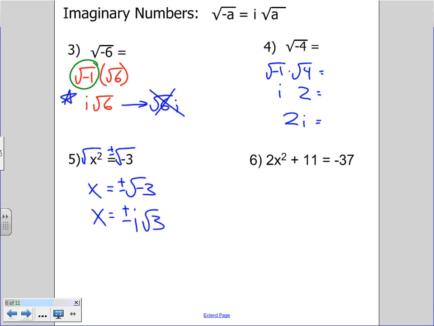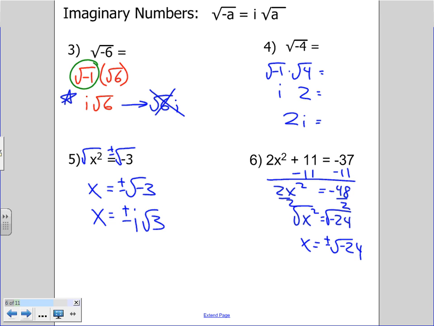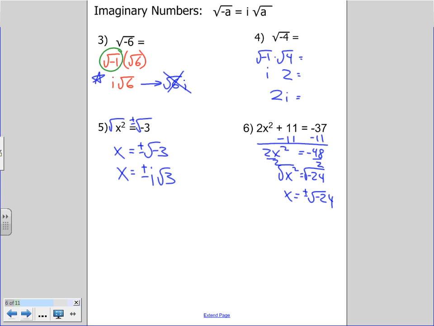Look at number 6. First step, subtract the 11. We have 2x squared equals negative 48. Divide by 2, obviously. X squared is equal to negative 24. Take the square root of both sides. And x is equal to plus or minus the square root of negative 24. Now, here, we have to rationalize the radical. So I'm going to take 24 and break it down.